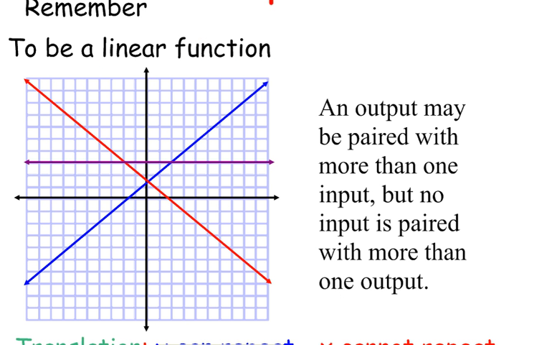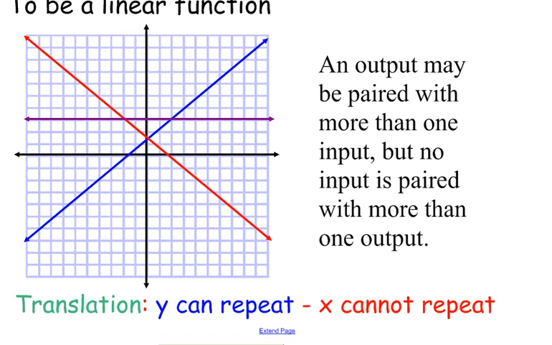Now please remember though that in order to be a function to begin with, an output could be paired with more than one input, but no input is paired with more than one output. Now that's a lot of math words, so the translation there is that x can repeat, nope, take that back. So let me just clarify there. In order to be a function, y can repeat, but x cannot.